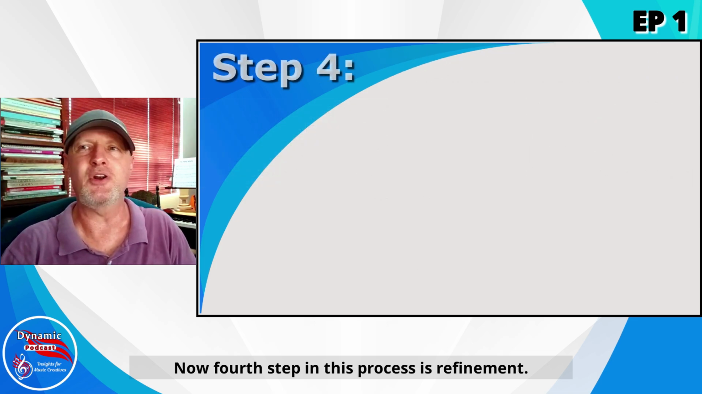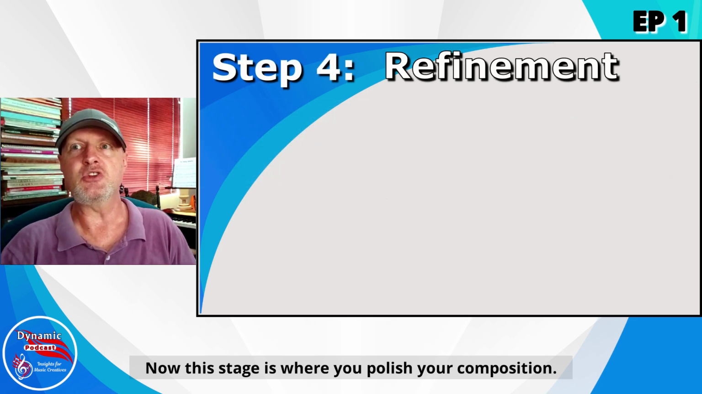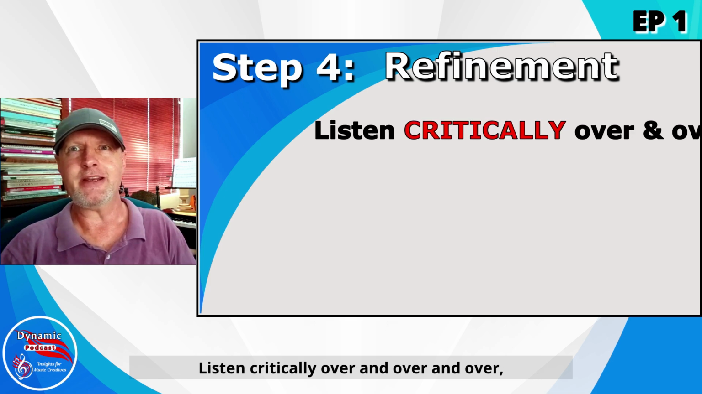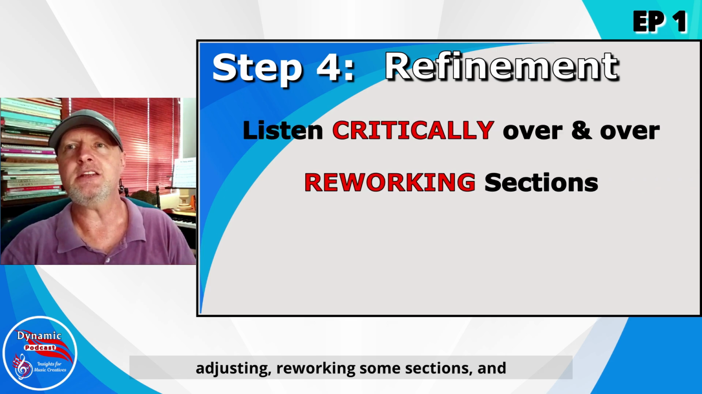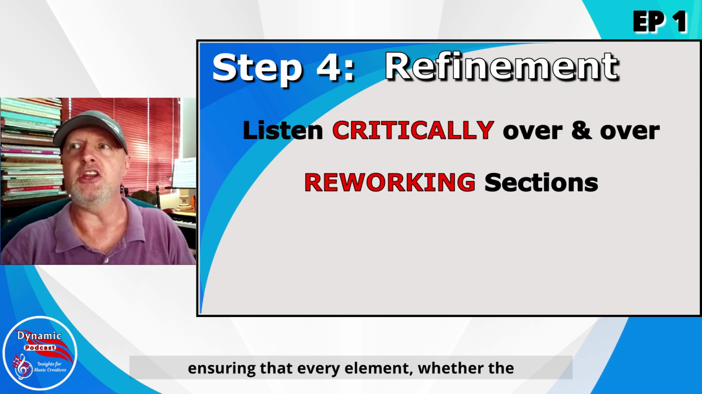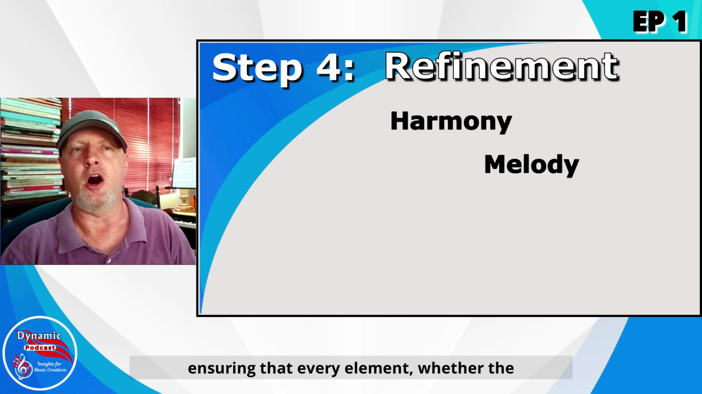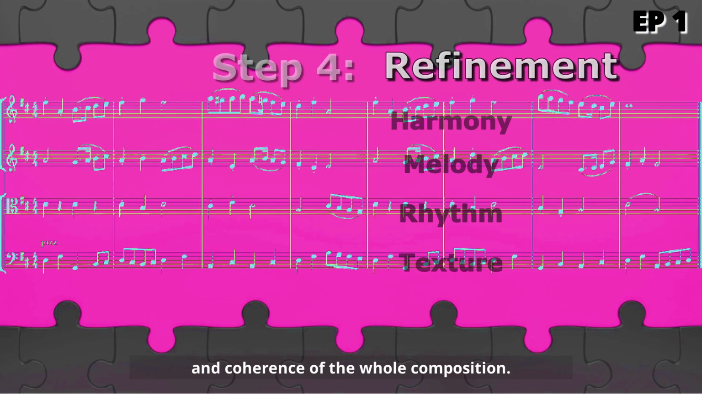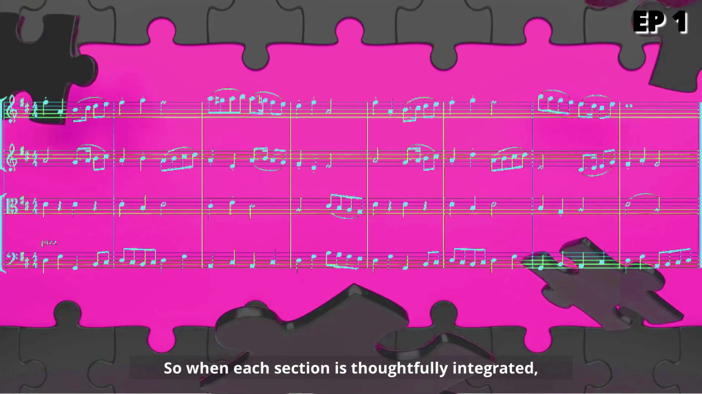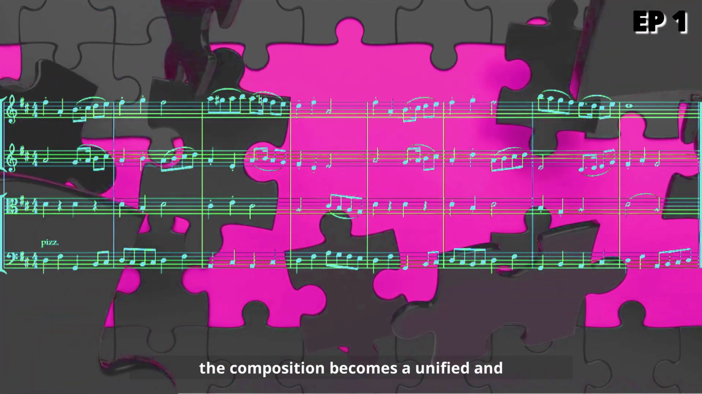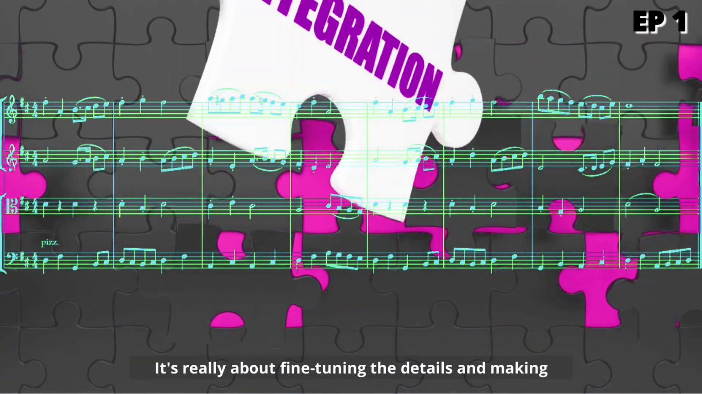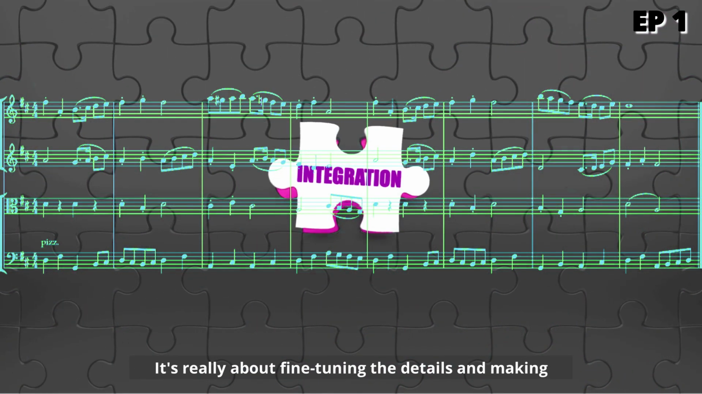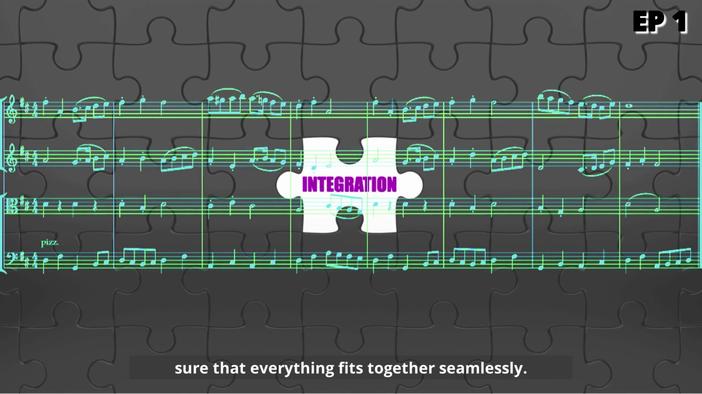Our fourth step in this process is refinement. Now, this stage is where you polish your composition. Listen critically over and over and over, adjusting, reworking some sections, and ensuring that every element, whether the harmony, the melody, the rhythm, and the texture, contributes to the overall impact and coherence of the whole composition. So when each section is thoughtfully integrated, the composition becomes a unified and expressive work of art. It's really about fine-tuning the details and making sure that everything fits together seamlessly.